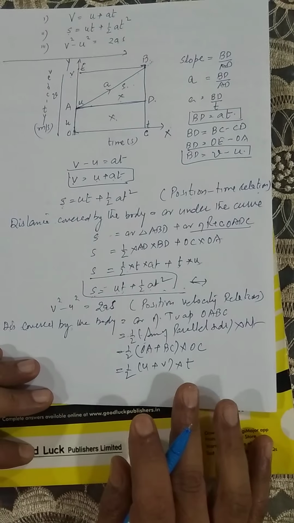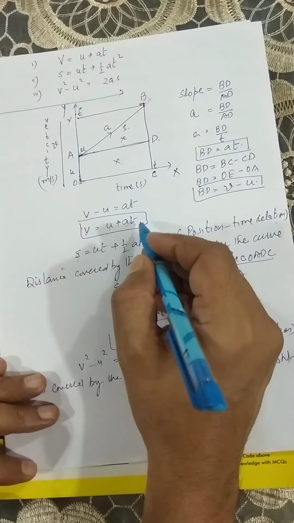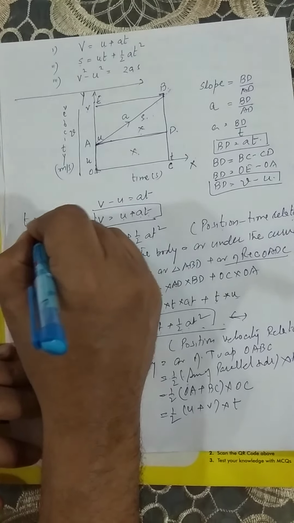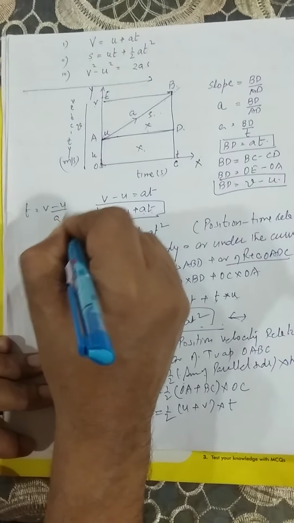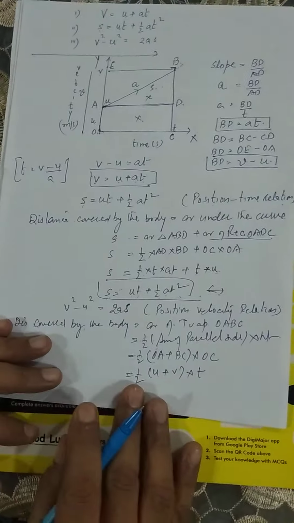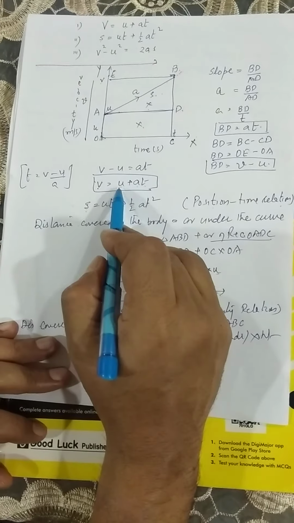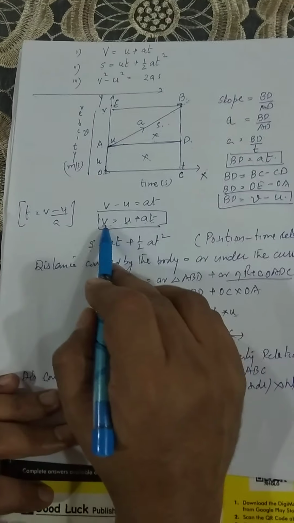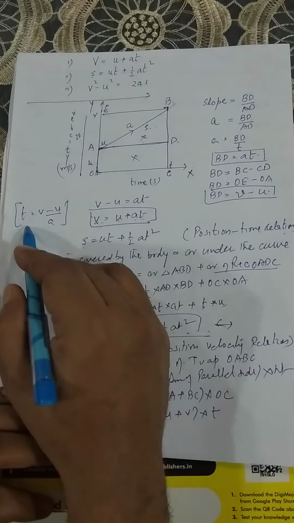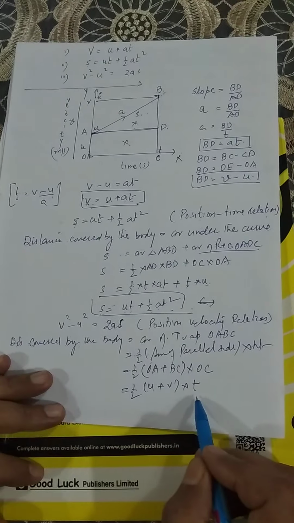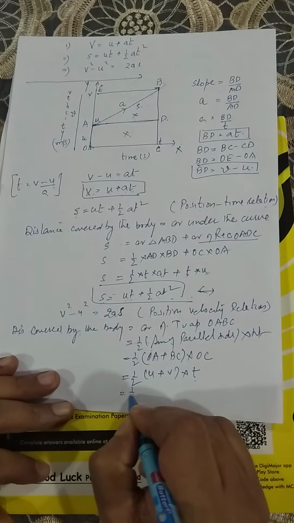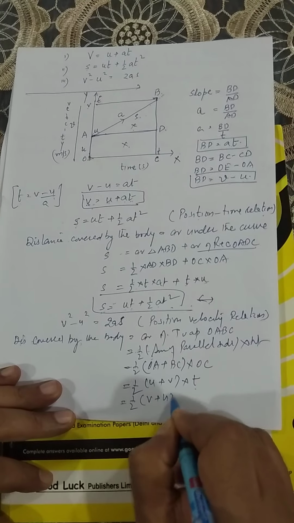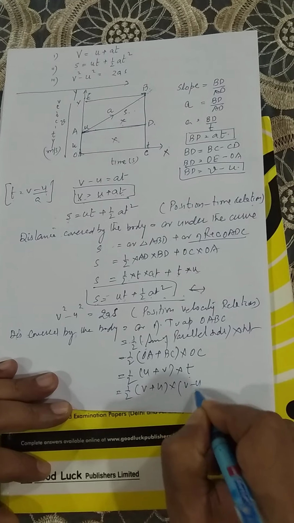Now put the value of T from equation first. From this equation, T is equal to V minus U upon A. Take U to that side and A upon it. So T will become equal to V minus U upon A. Now put the value of T from equation 1 in this case. Half is equal to V plus U, and the value of T is V minus U upon A.